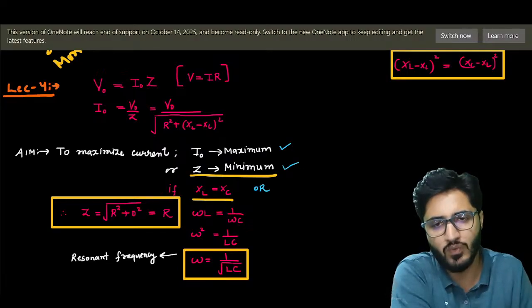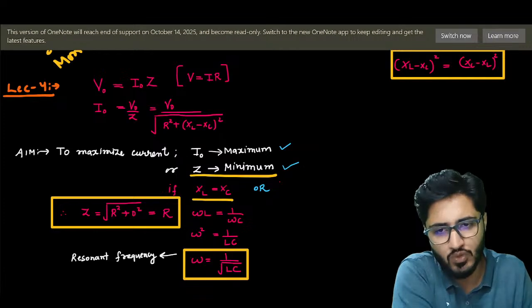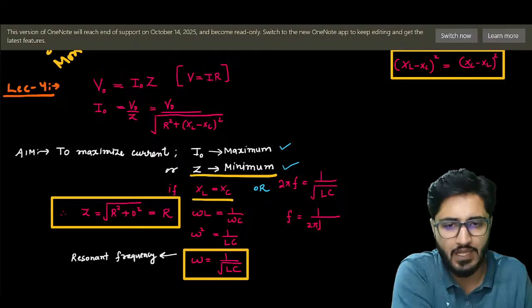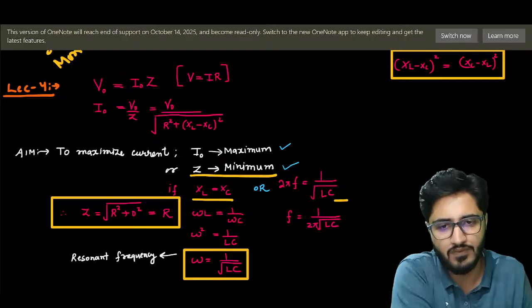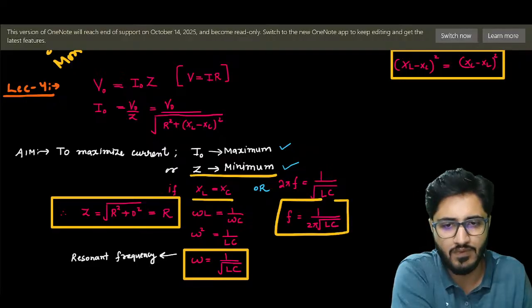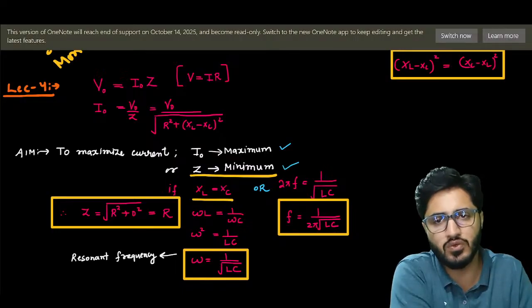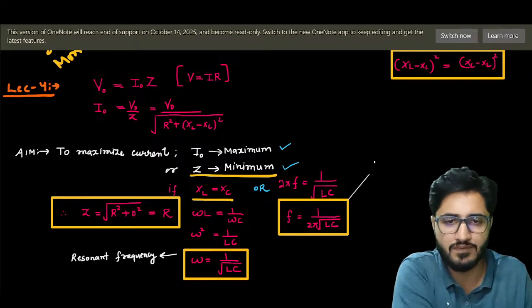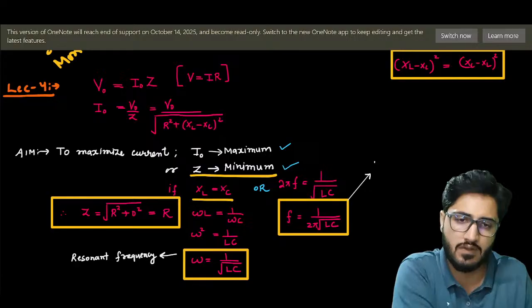What is the alternative now? One thing you know is that omega is 2 pi f. So 2 pi f equals 1 divided by the square root of LC, so f comes out to be 1 divided by 2 pi square root of LC. This is the second formula. So we have two formulas to calculate the resonant frequency. This one is also the resonant frequency.